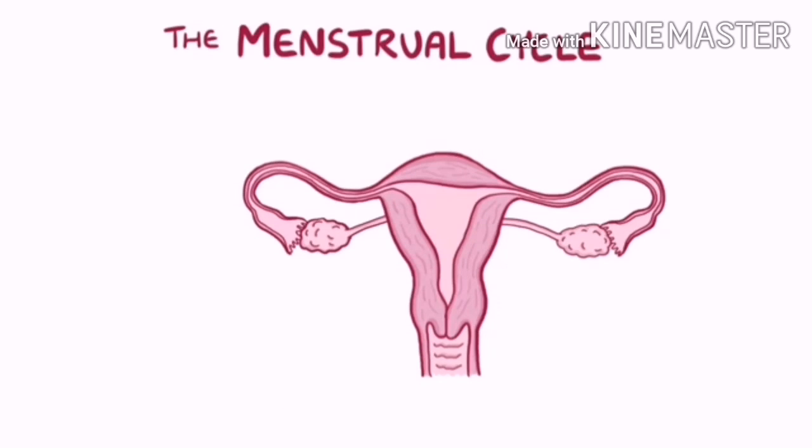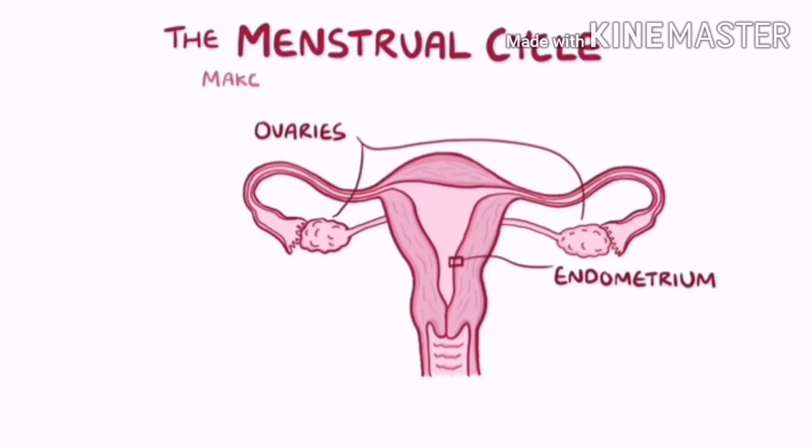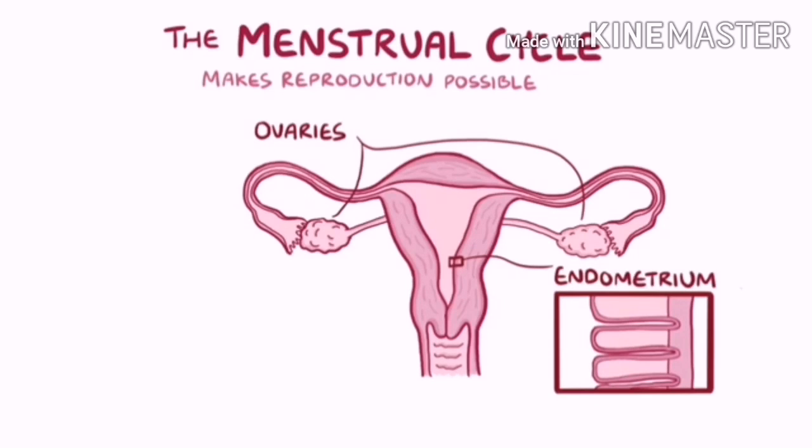The menstrual cycle refers to the regular changes in the activity of the ovaries and the endometrium that make reproduction possible. The endometrium is a layer of tissue lining the inside of the uterus. This lining consists of a functional layer, which is subject to hormonal changes and is shed during menstruation, and a thin basal layer, which feeds the overlying functional layer.